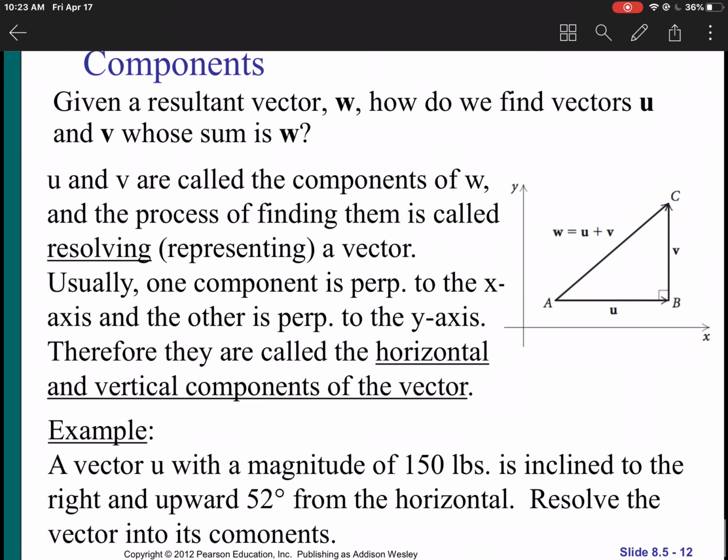Last piece of this is going to take it in the opposite direction. Right, so previously we were given our two vectors and we were asked to find the resultant. What if we have the resultant and we're asked to find these vectors u and v, which we're calling u and v here, the components of our resultant vector.